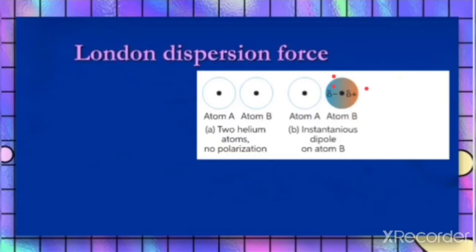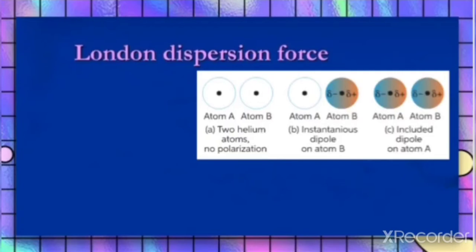Because of this reason, what happened? Due to this, a small temporary dipole exists. This is known as an instantaneous dipole. Now it behaves like a dipole having two poles. That is for an instant, therefore this dipole is called an instantaneous dipole. This instantaneous dipole disturbs the electron distribution in the neighboring atom, that is A. So because of this instantaneous dipole, the neighboring atom also behaves like a dipole.